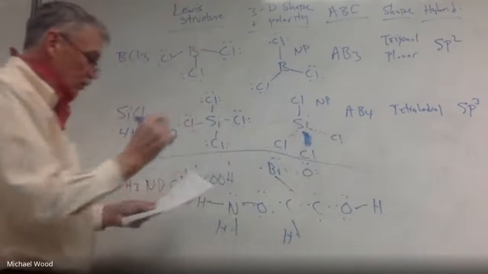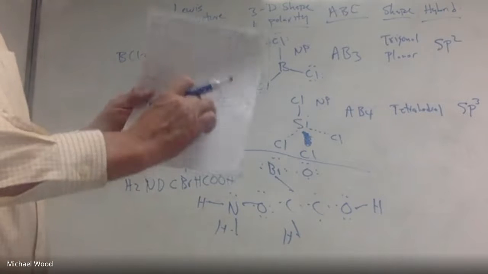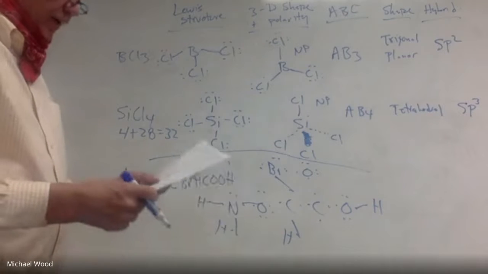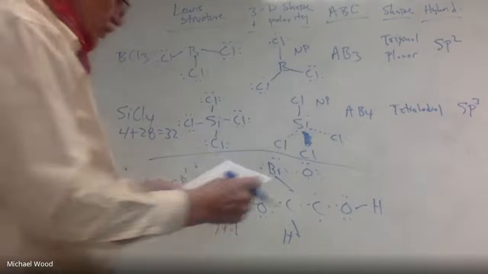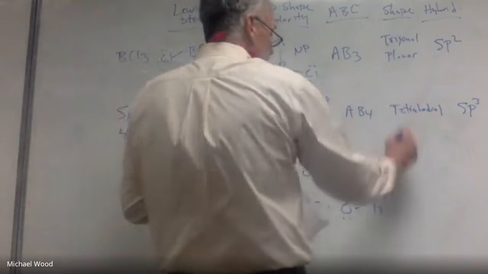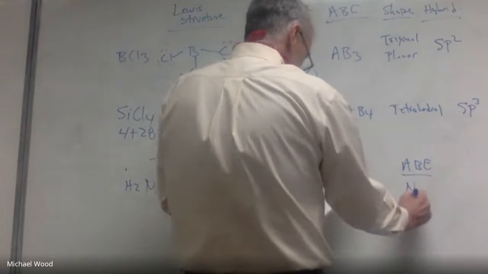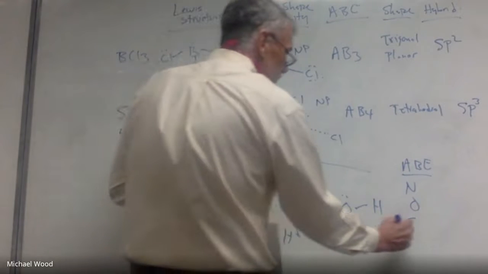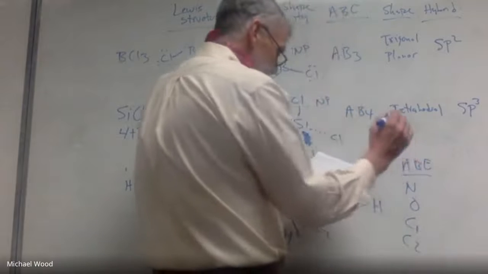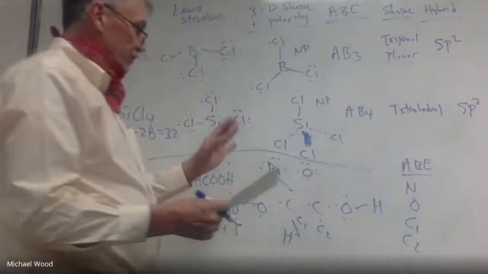Now on this very last one, where it says the 3D shape, cross it out. You don't need to do that. It's the only one like that. You don't need to do the 3D shape. But over here where it says ABE, I want you to do the N, the O, and we'll call this C1 and C2. So I want you to tell me the family, the shape, and the hybridization for those.